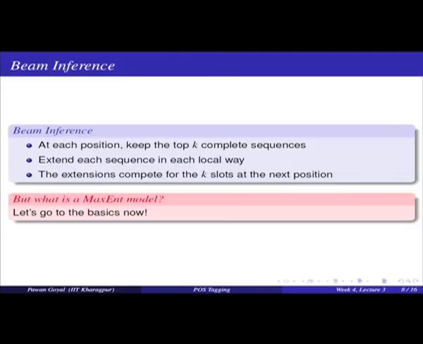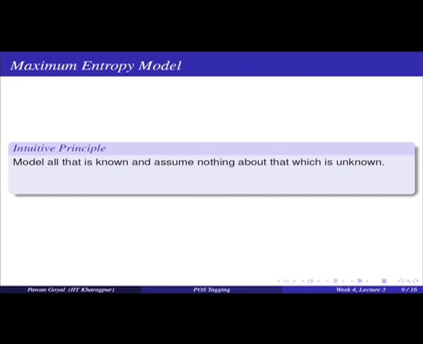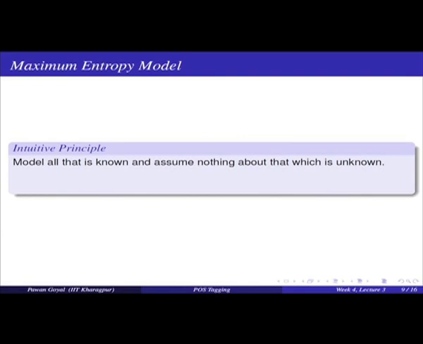So for now, let us look at the basics of the maximum entropy model. So what is a maximum entropy model? The maximum entropy model has this particular principle: you are given the observation and you have certain hypotheses. So you take what is given to you, but do not make any additional assumptions. That is, take the model that satisfies all the constraints that you have, but does not take any other assumptions. Okay. So what does that mean?